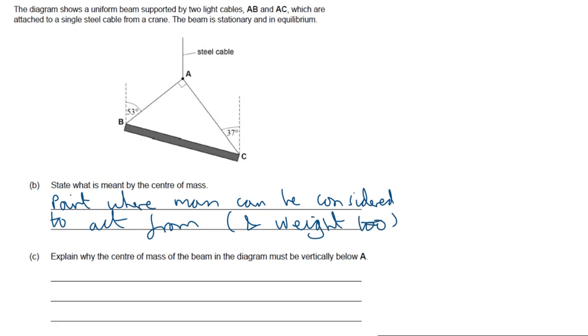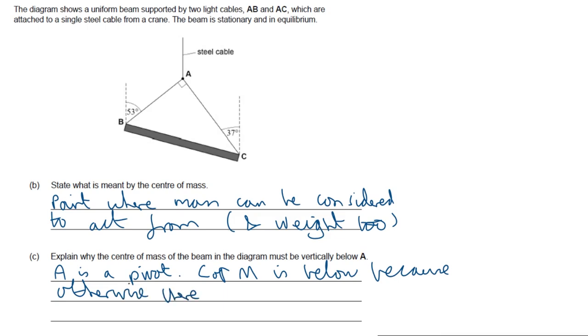Part C. Explain why the centre of mass of the beam in the diagram must be vertically below A. Well, this is because point A is acting as a pivot. If the centre of mass was off either to the left or the right of A, there would be an overall resultant turning force. And clearly there isn't, because it's in equilibrium. Therefore, the only way to have no moment from the bar is for the centre of mass to be directly below the pivot point.